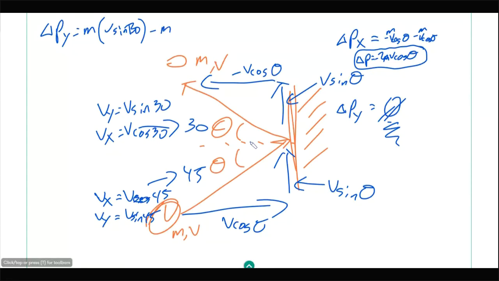minus m times V sine 45. And then you do the same thing for the delta x's, splitting up those things there. It's a bit more trig, but it's the same basic idea. The way I teach it to my kids is you always just look at what's opposite the angle. If it's opposite the angle, you're using sine. If it's adjacent to the angle, you're using cosine.